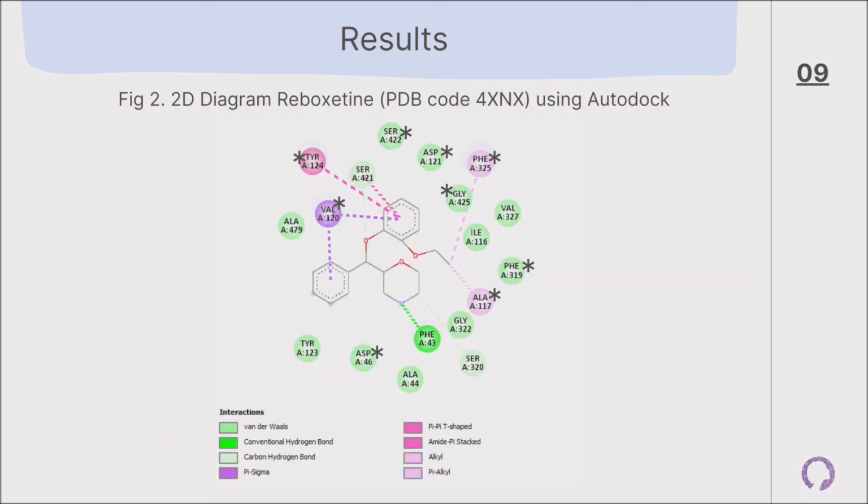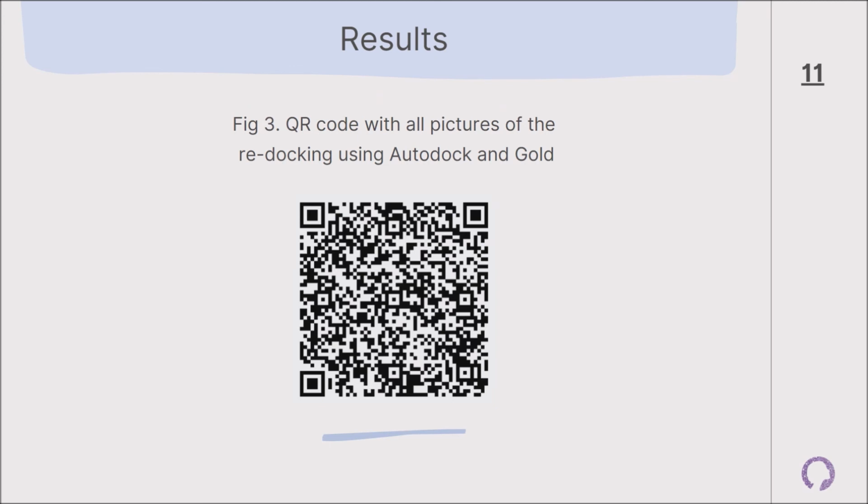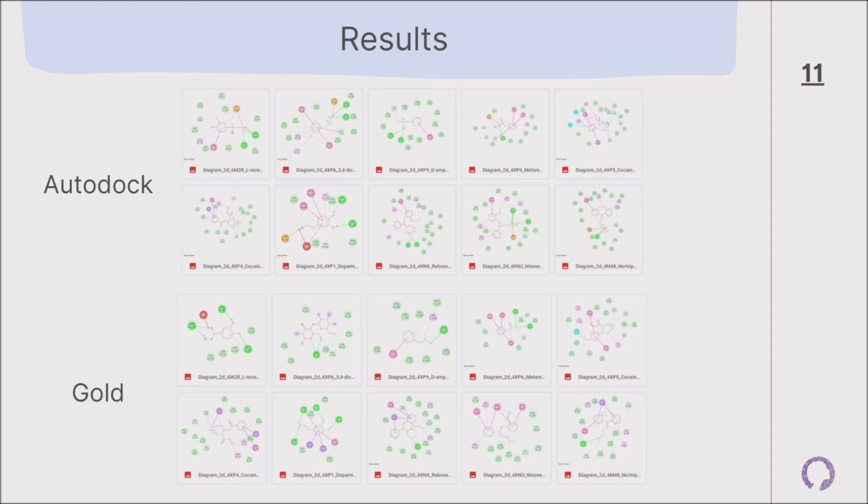In this image, we can see the asterisks represent the common amino acids that occur between the dopamine transporter and the ligands. But the redocking of 3,4-dichloropheniramine using Autodock is the only redocking that didn't follow the same amino acids common to the others. If you want to know more, you can pause this video and use this QR code to see the 2D diagrams of the redocking in both softwares.